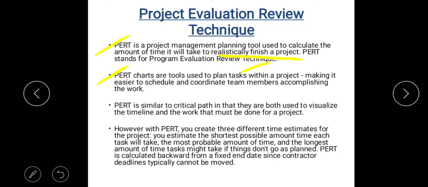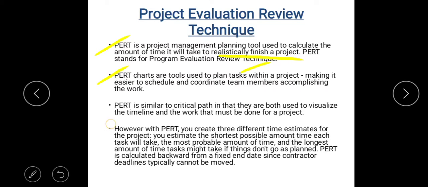Why do we plan the tasks within a project? What are the tasks? Each project will have different tasks like critical and non-critical tasks. These tasks are well planned and scheduled in order to make it easier for the members who are doing that work to understand the task and to accomplish the work in a complete manner.